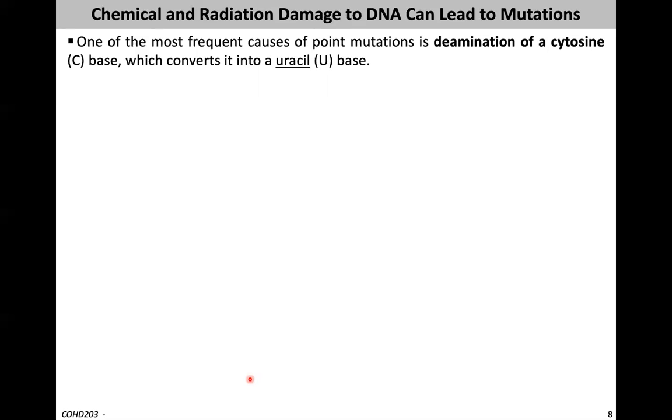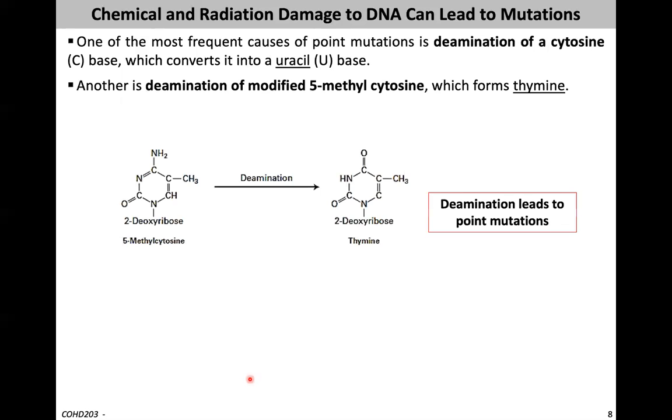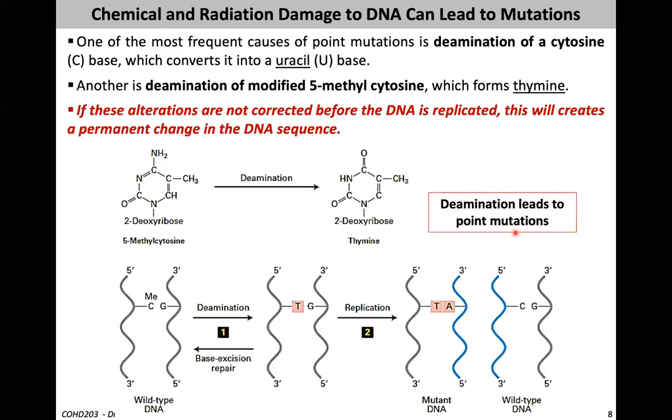So let's continue with how chemical and radiation damage to DNA can lead to mutation. One of the most frequent causes of point mutation is the deamination of a cytosine base, which is converted into uracil. So the process of deamination converts C into U. You can see here another deamination, of modified 5-methyl cytosine. Upon deamination, it will convert to a thymine. These deaminations have been found to lead to point mutations, as we can see here.